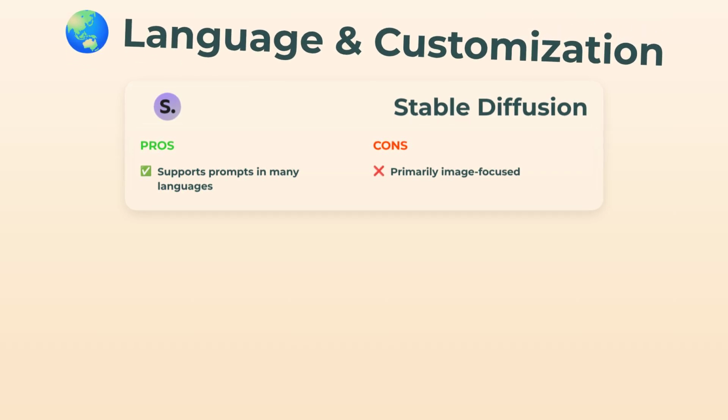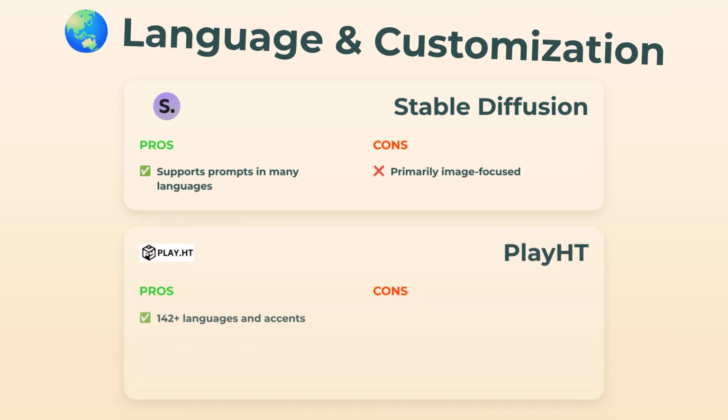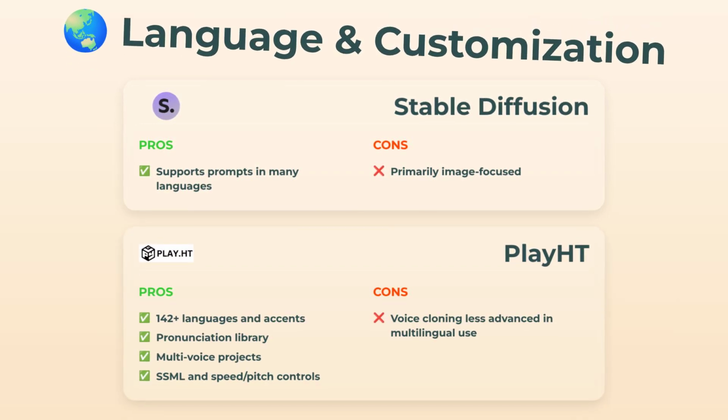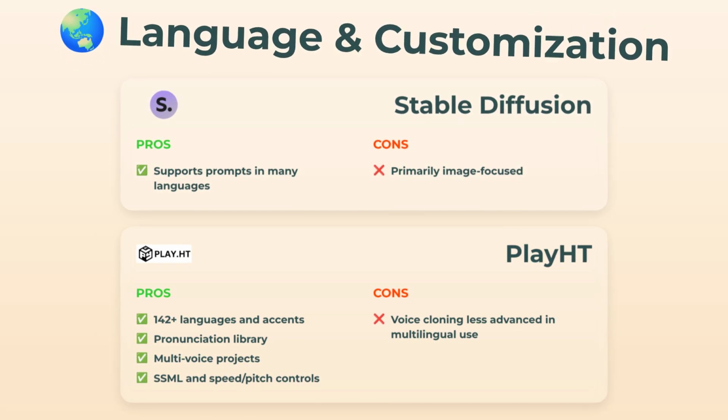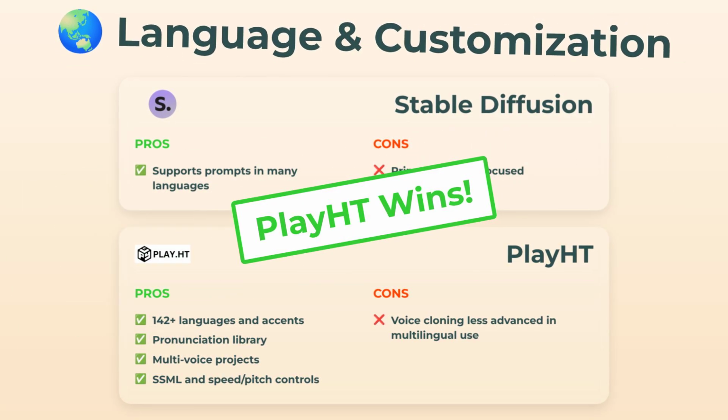You can mess with pronunciation, use SSML, that's for speech control, multi-voice projects, the works, even has speed and pitch controls. Sometimes, the cloning isn't perfect across all languages, but it still blows most other TTS tools out of the water. Honestly, PlayHT wins hands down.